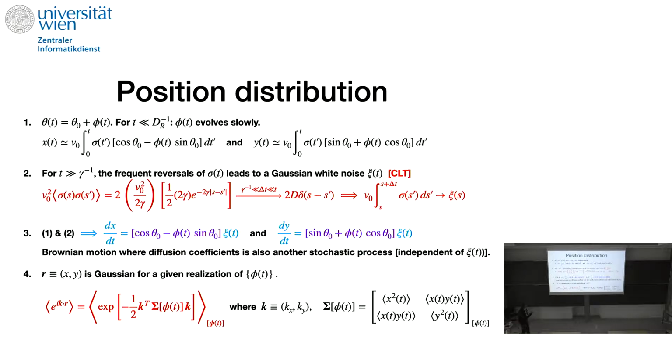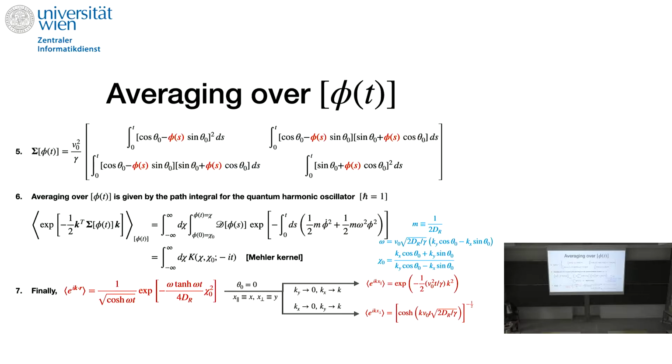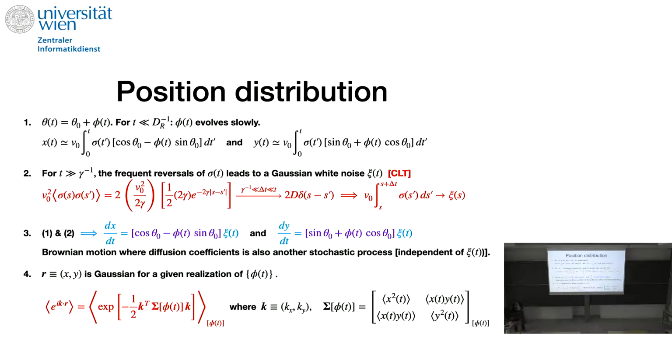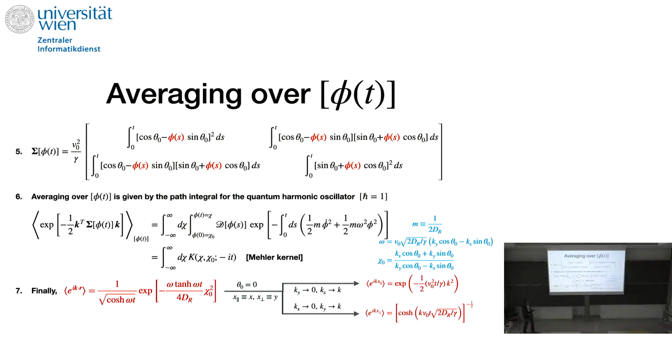If you write down this equation for delta x over delta t, this blue thing is a Brownian motion. But if you look at the diffusion coefficient, it is another stochastic variable. So you have a Brownian motion with a diffusion coefficient which is another stochastic process. Let me not go into the details. Because your phi is again a quadratic variable, you can take the average with respect to the noise xi, and then with respect to phi, and finally you can find the full characteristic function.